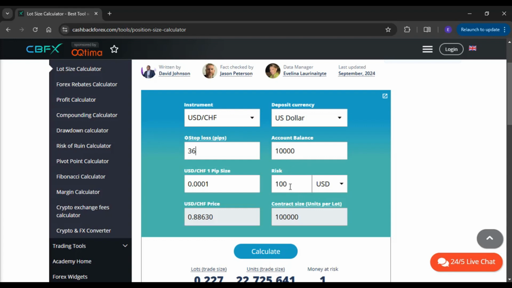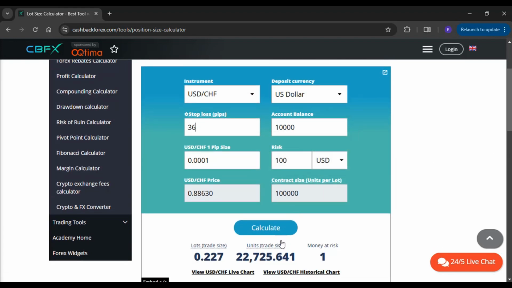Then I want to risk $100, that is 1% of $10,000, which is $100. So you can type that in here. If you want to risk like 2%, which is $200, because 2% of $10,000 is $200, you can input that here also. Now once you're done, the next thing you need to do is to click on calculate here. That is, you come down to this area where you see calculate and click on calculate.